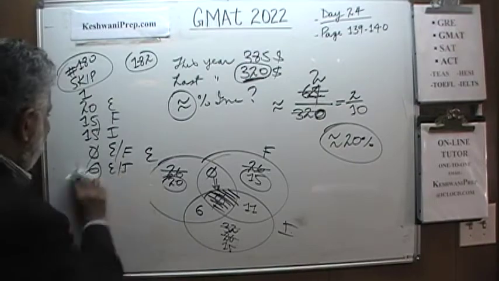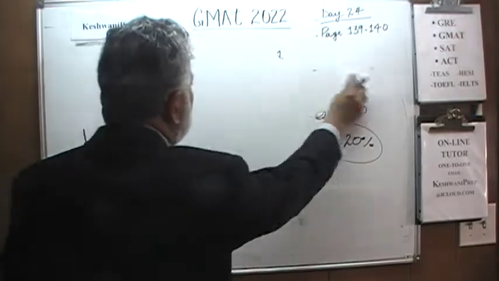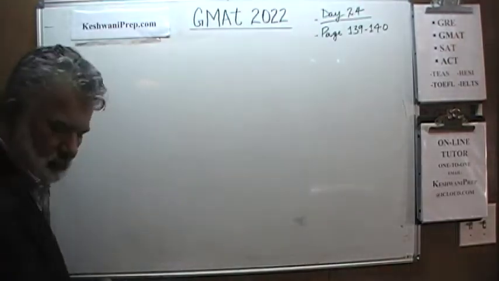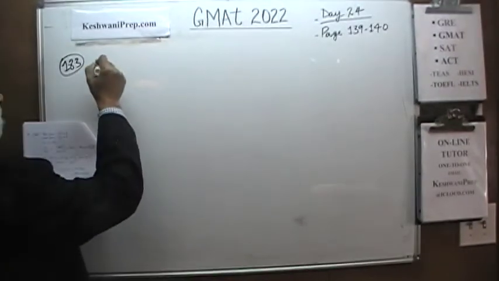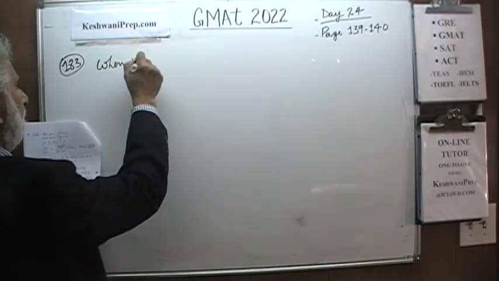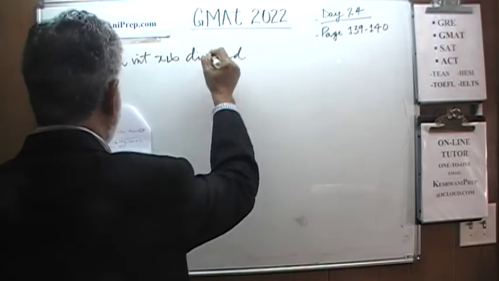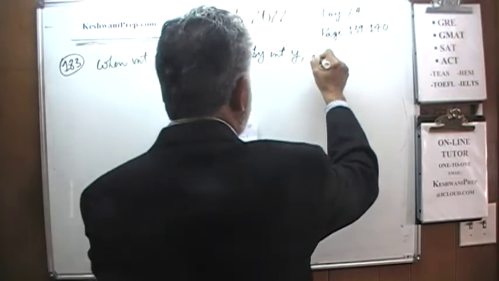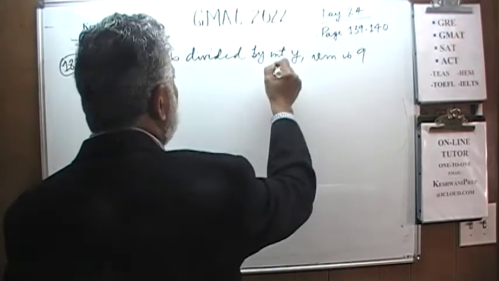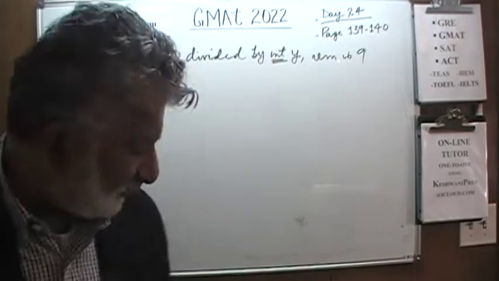Number 183. In 183, we are told that when integer x is divided by integer y, the remainder is 9. It's important to understand that they are both integers. Both of these quantities are whole numbers, and we are told that when one whole number x is divided by another whole number y, the remainder is 9.